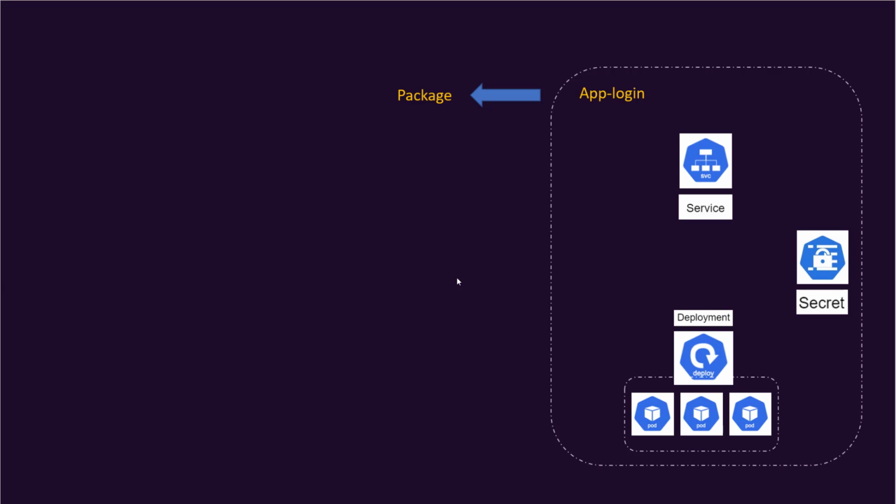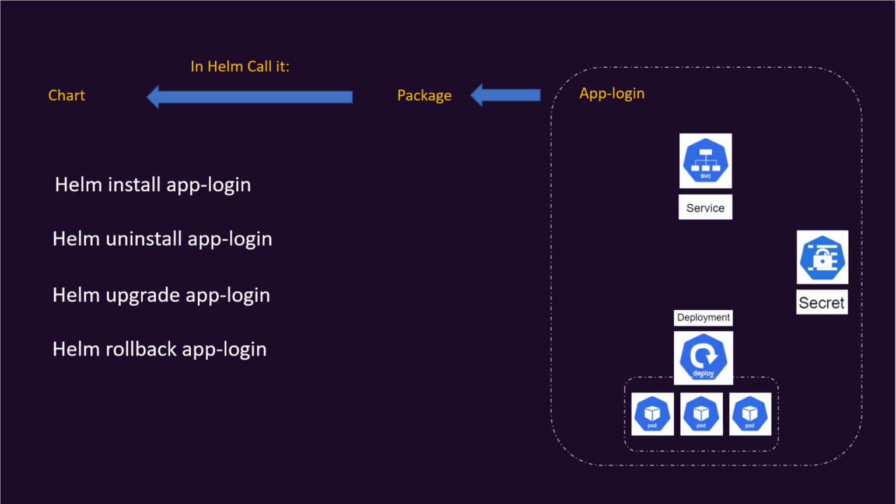Here Helm comes into play as the Kubernetes package manager. In Helm, instead of using a package, we will use a chart. Just keep this word in your mind, and we will go into details in the next minutes. With Helm, we can easily, like this, by a single command, do helm install, for example, app login.